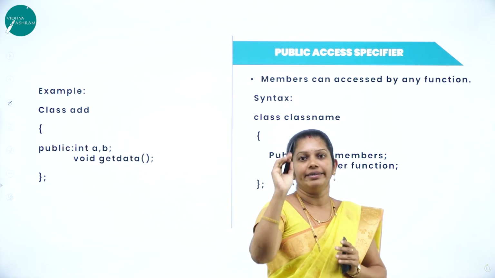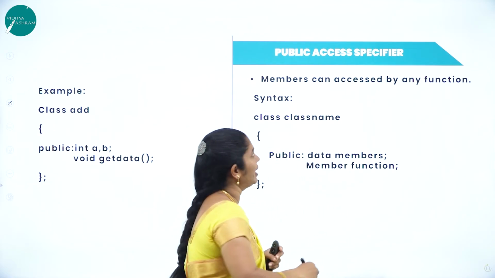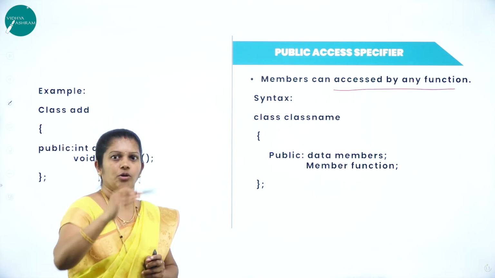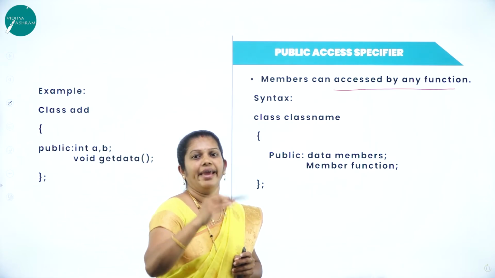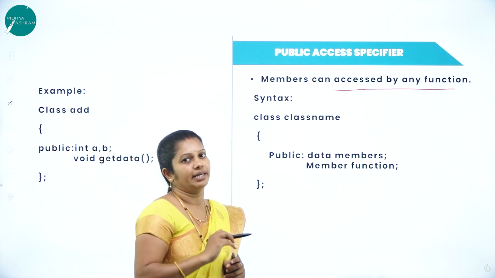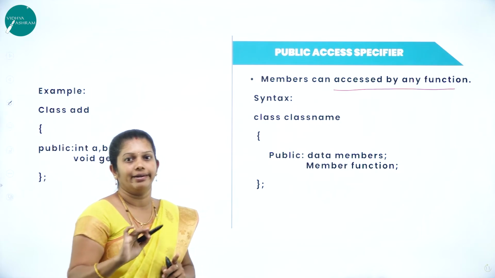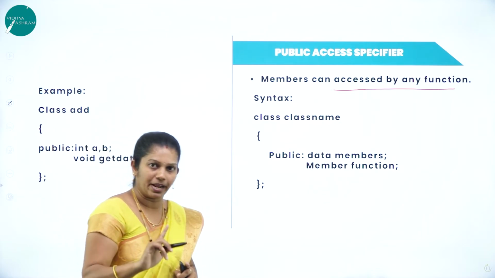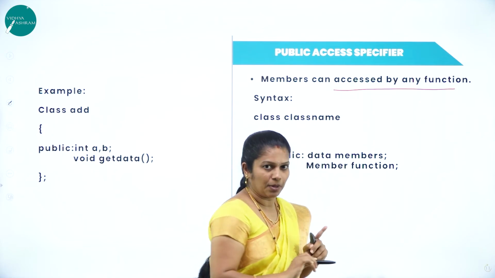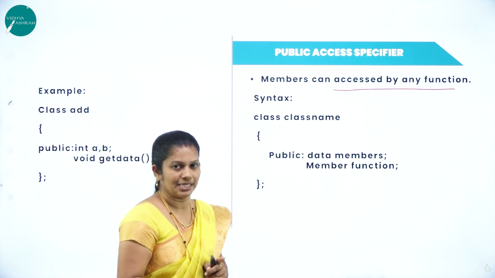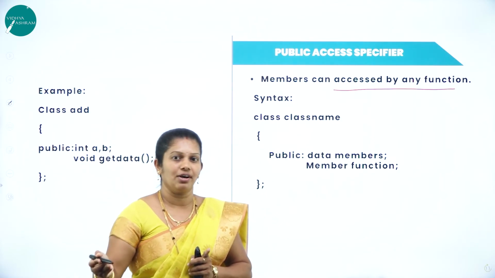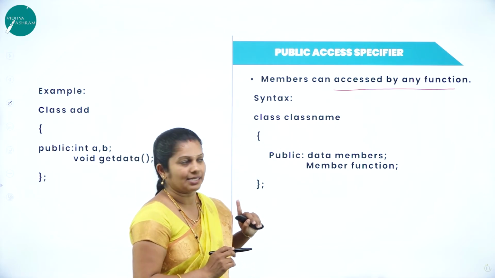That means if I declare it as public, anybody can access it by any function, whether it may be family members or non-family members or friend function. Anybody, member function, non-member function, friend function, anybody can access if I declare it as public. If it is private, then member function as well as friend function. If it is public, any function can access. Member function, non-member function, friend function, derived function, everybody can access here.